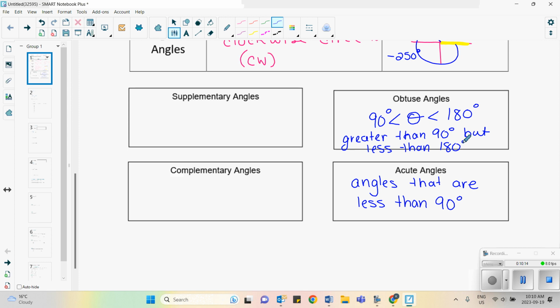Complements add up to 90, supplements add up to 180. I feel like we did do this last year. We didn't do negative angles, but we did supplementary and complementary, didn't we? Is it referencing what angle it needs to get to the next 90 degrees? Oh, that's coming up too.